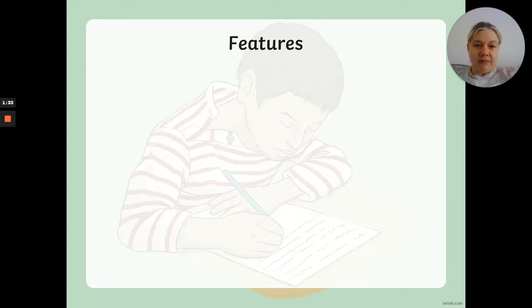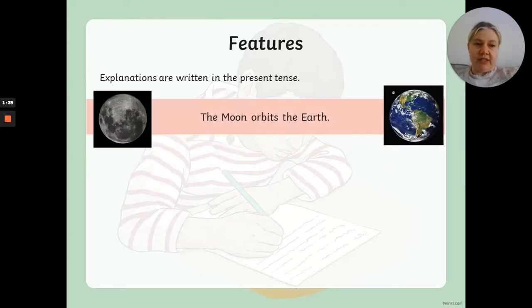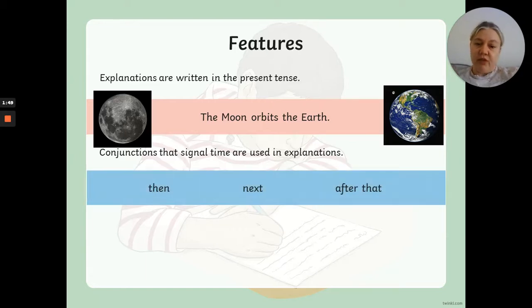So features. Explanation texts are written in the present tense. So for example, the moon orbits the earth tells us that this is happening now. They have conjunctions that signal time. So for example, then, next, or after that. Referring back to our instruction text before the holidays, you could also look at our time adverbial song, as these can be used in your explanations.